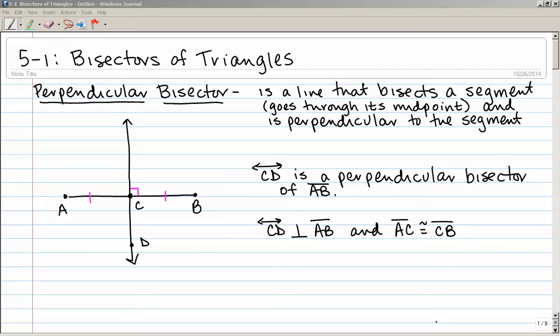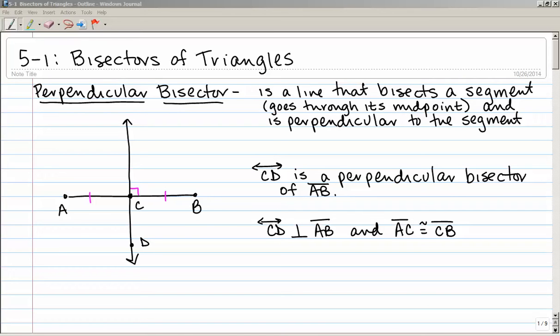Section 5.1 is on bisectors of triangles. The first bisector we're going to take a look at is called a perpendicular bisector. It is a line that bisects a segment, that is, it goes through its midpoint and cuts the segment into two congruent parts, and this line is perpendicular to the segment.